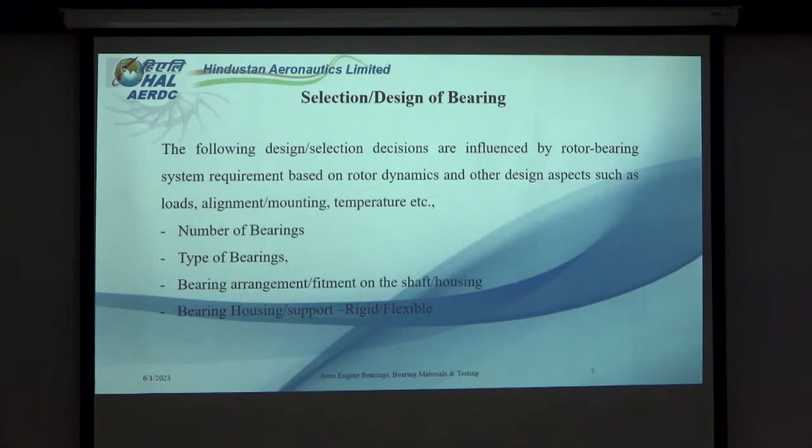Based on these factors, the selection and design of bearings is categorized based on rotor dynamics and other design aspects such as loads, alignment, mounting, and temperature. We have to decide how many bearings are required to support a mainline shaft, and what type of bearings to select. Then what type of bearing arrangement or fitment is required on the shaft as well as the housing. Then what type of bearing housing or support is required, whether it should be a flexible housing or a rigid housing.